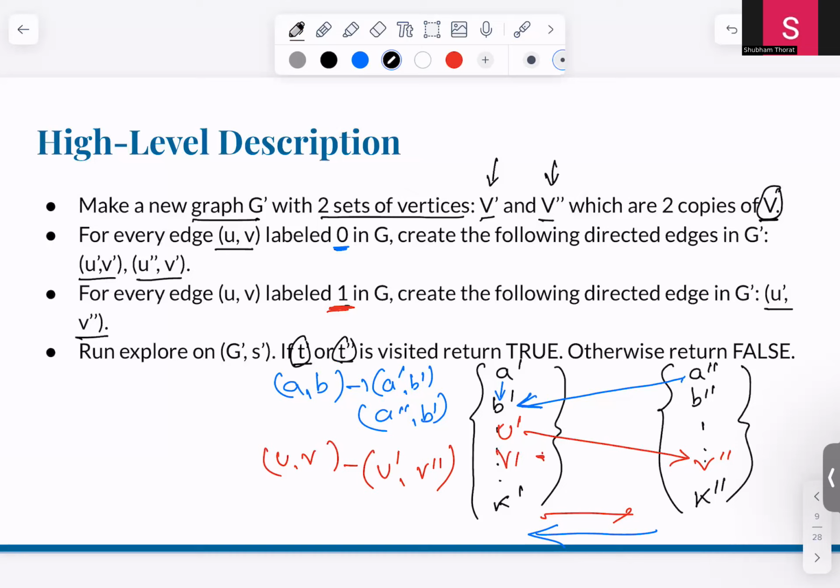No, I'm getting confused on why we need to create two sets of vertices. Oh, okay. Yeah, so you got the question right. In a path, you should not have consecutive one labeled edges. Yeah, that part makes sense.